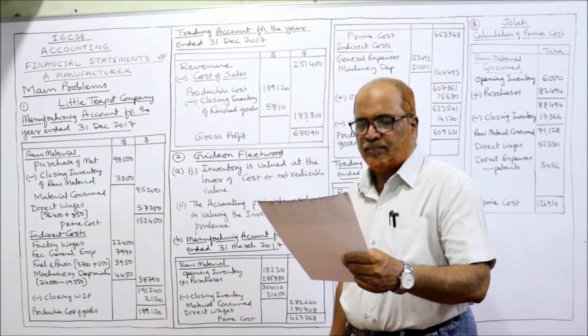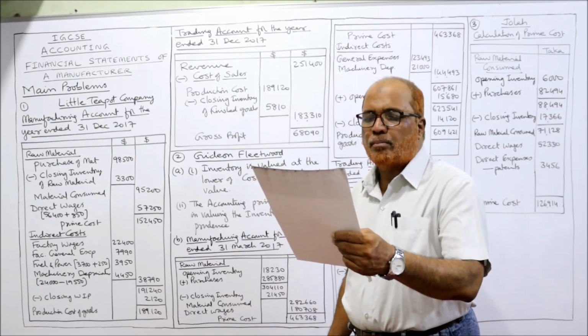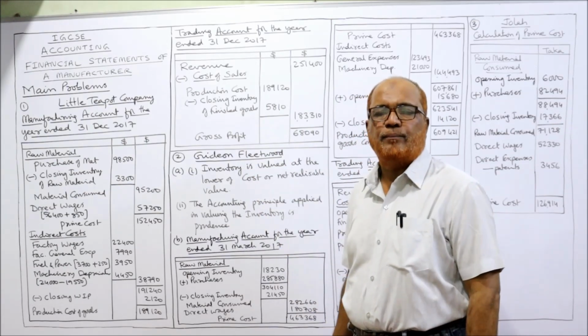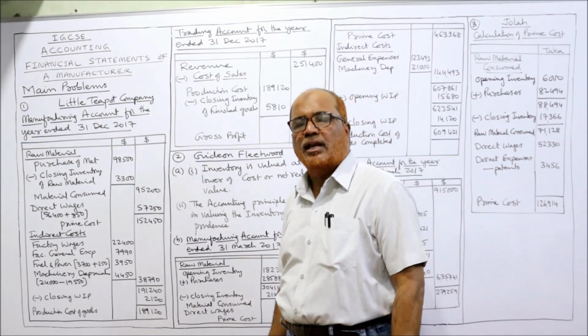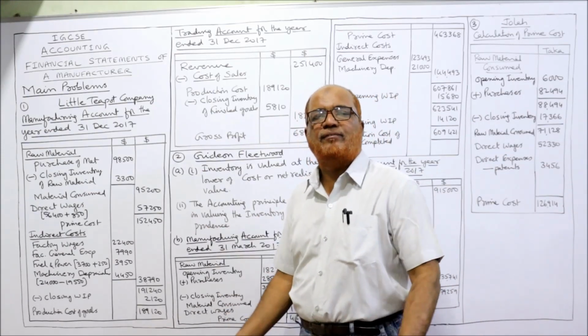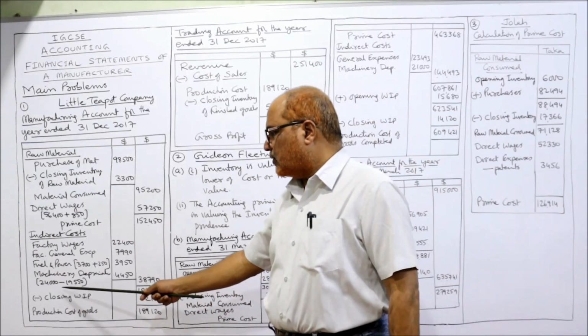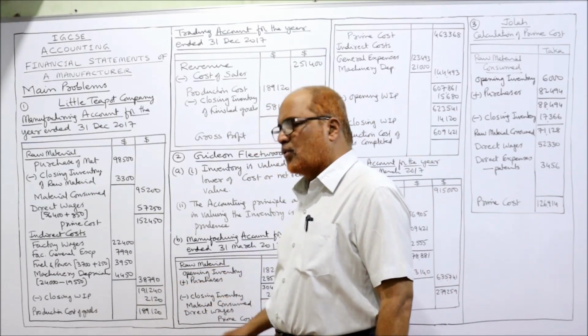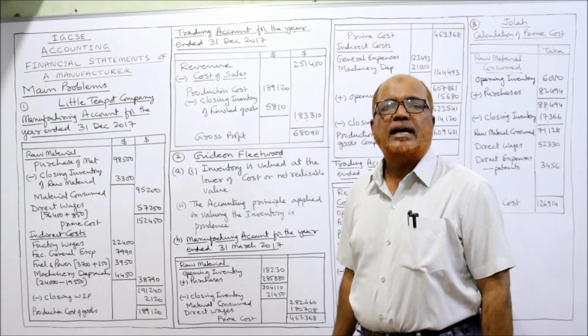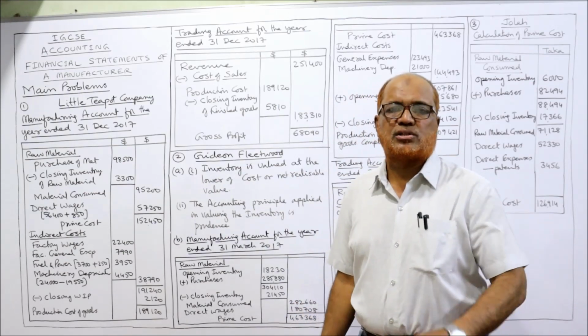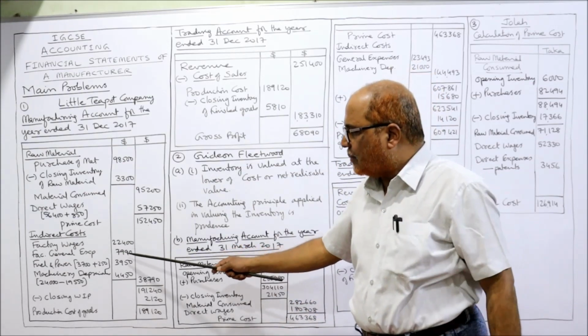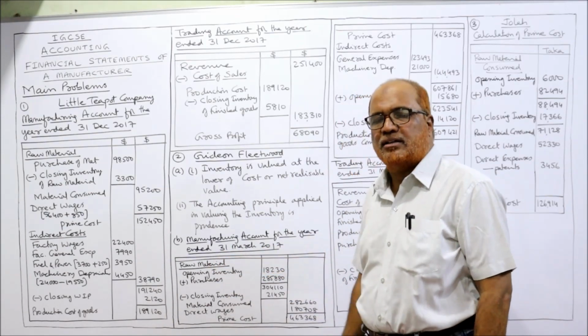Machinery depreciation, that is 24,000 minus 19,550. Beginning of the year 24,000, end of the year 19,550. So the difference is the depreciation. So 24,000 minus 19,550, 4,450. That's all. These are all the indirect factory cost. If you add up all the four amounts, you will get 38,790.